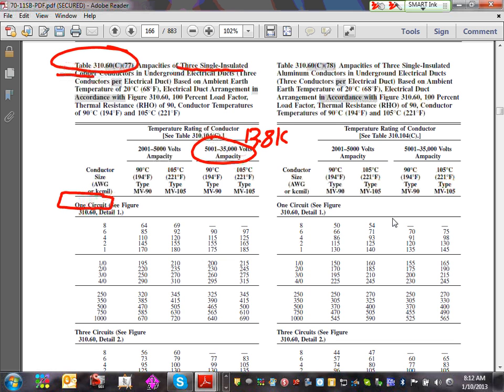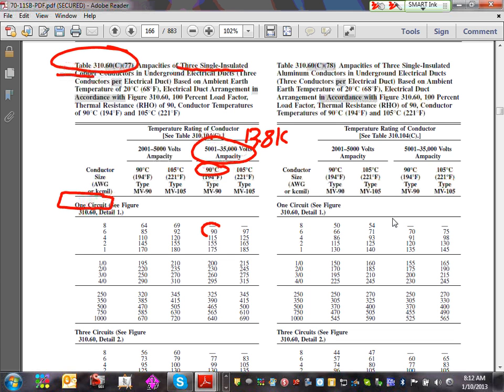Now, which insulation am I going to be using? 90 or 105? If you don't know, it's like 75 and 90. Remember that with 75 and 90, you always go 90 unless you know otherwise. So default is what? 90. So I'm going to go to 90. So now I'm right in here. Okay, let's go size. What's the smallest conductor that you can get here?